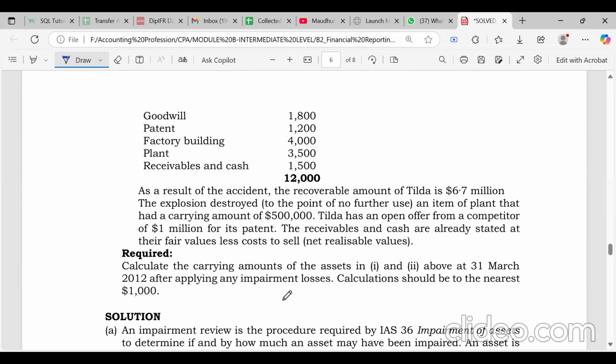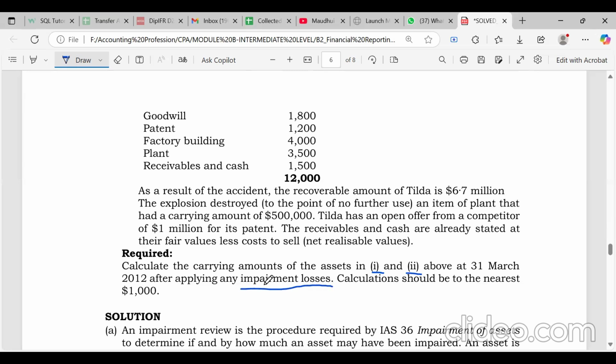For example, here we are told to calculate the carrying amount of the assets in Roman 1 and Roman 2 above at the 31st March 2012. We need the carrying amount after applying any impairment losses. So the main aim here is to apply the impairment losses.